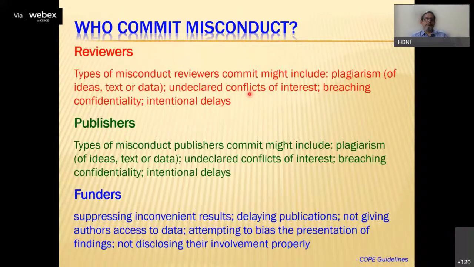They can also breach confidentiality. Whenever a reviewer gets a manuscript for review, he should not inform anyone, even if he finds that one of the authors happens to be his friend. He cannot disclose that he has received his friend's paper for review. That will be absolutely unethical.